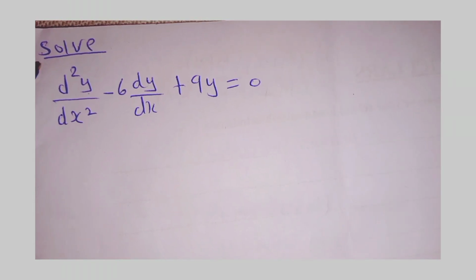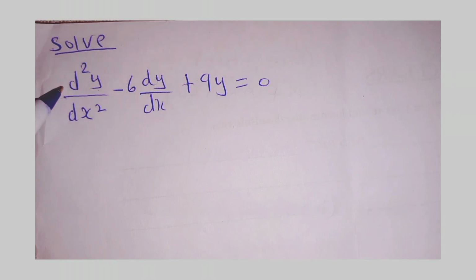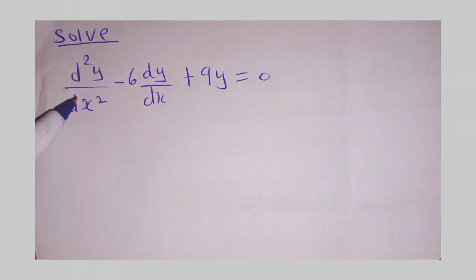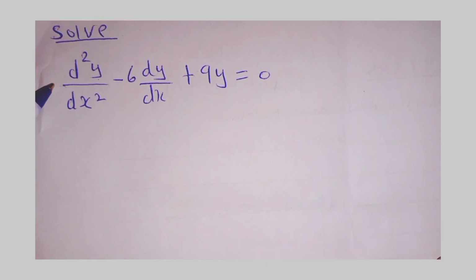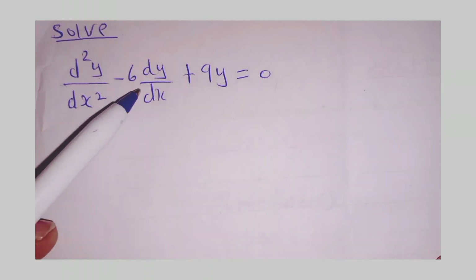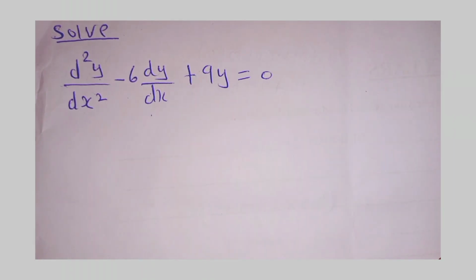Hello everyone, welcome to the study of second order linear ordinary differential equations with constant coefficients. Here you are going to solve the second derivative of y with respect to x minus 6 times the first derivative of y with respect to x plus 9y is equal to 0.